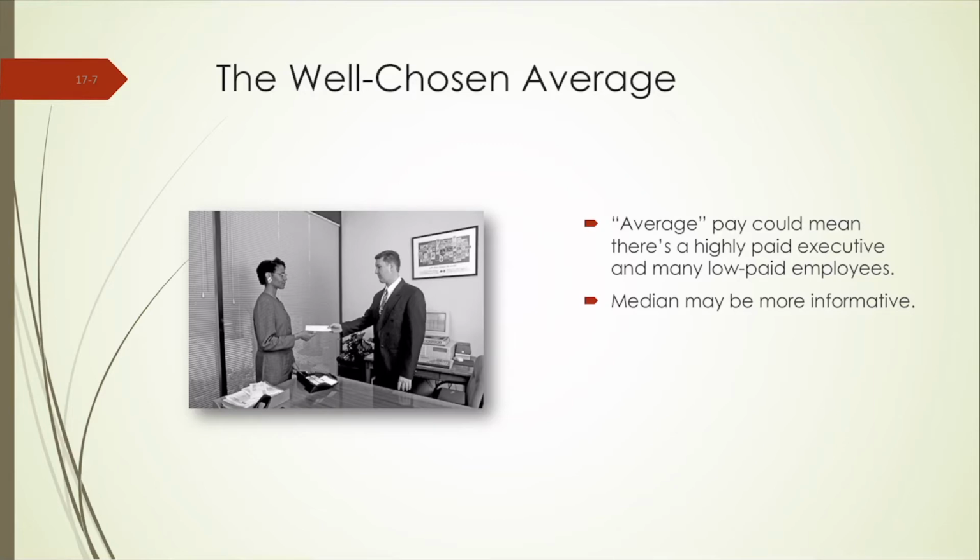Average pay could mean there's a highly paid executive and many low-paid workers. So let's say, for instance, the president's making $100,000 a year, and the worker is making $20,000 a year. Well, that's a big discrepancy. And if I just took 100,000 and 20,000, 120,000 divided by 2 would be what? 60,000, wouldn't it? So that's really not going to give you a well-chosen average.